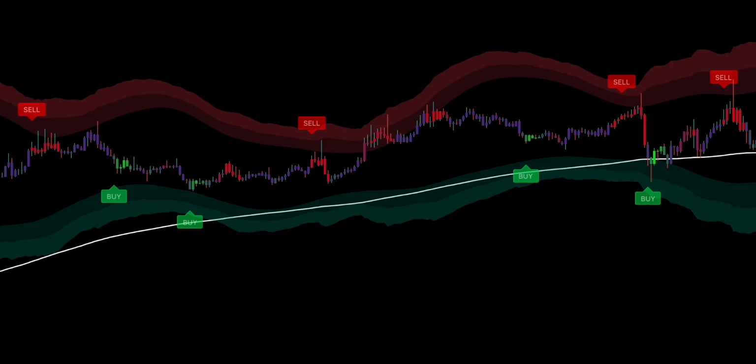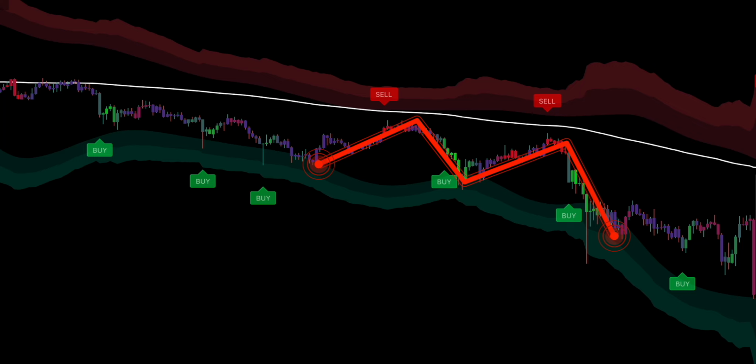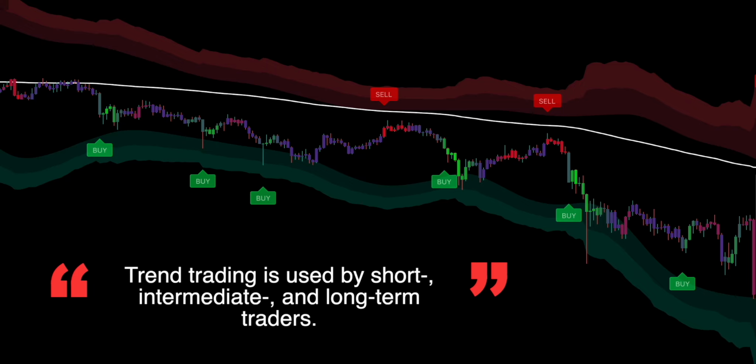An uptrend is characterized by higher swing lows and higher swing highs. Likewise, trend traders may opt to enter a short position when an asset is trending lower. A downtrend is characterized by lower swing lows and lower swing highs. Trend trading strategies assume that a security will continue to move in the same direction as it is currently trending. Such strategies often contain a take profit or stop loss provision in order to lock in a profit or avoid big losses if a trend reversal occurs. Trend trading is used by short, intermediate, and long-term traders.